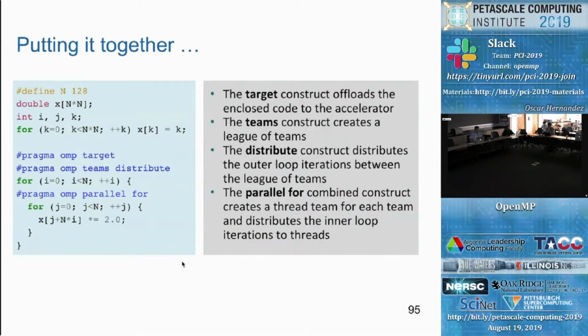And this is just an example of how we can use the target region and the teams all together. You create those teams and distribute those iterations across the teams. And then within a team, we can create threads, and those threads will execute work and can synchronize, and so on. Basically, you can create multiple levels of parallelism using these constructs.